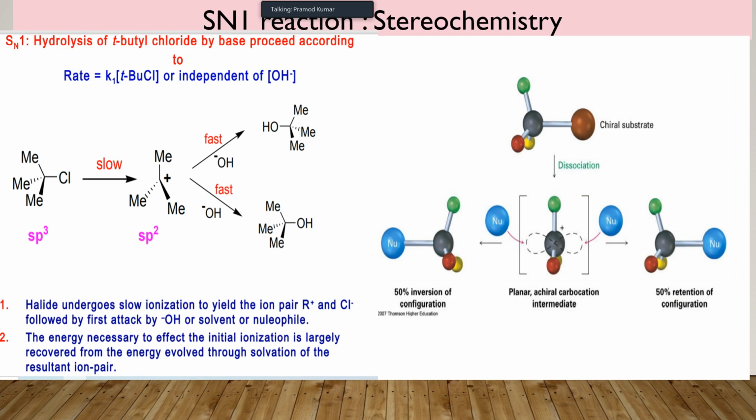So let us see the stereochemistry. As I mentioned, your first step is the slow formation of the carbocation. The halide undergoes slow ionization to give R plus and Cl minus, followed by the fast attack of OH, the solvent, or the nucleophile. Once this carbocation is formed, it can be attacked by either the solvent, OH, or the nucleophile. And the initial ionization energy required is largely recovered by the energy involved in the solvation of the resultant ion pair. Okay.